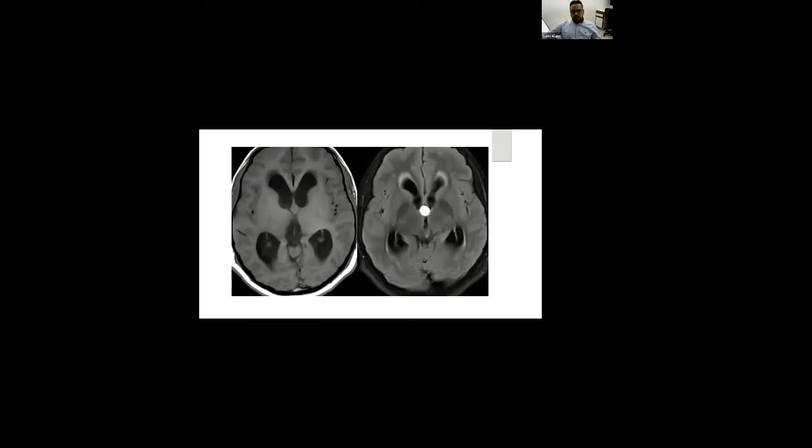Again, another case of colloid cyst in which you can see these are axial T1 and FLAIR images, in which you can see a rounded cystic lesion at the level of foramen of Monro, which is causing acute non-communicating hydrocephalus.